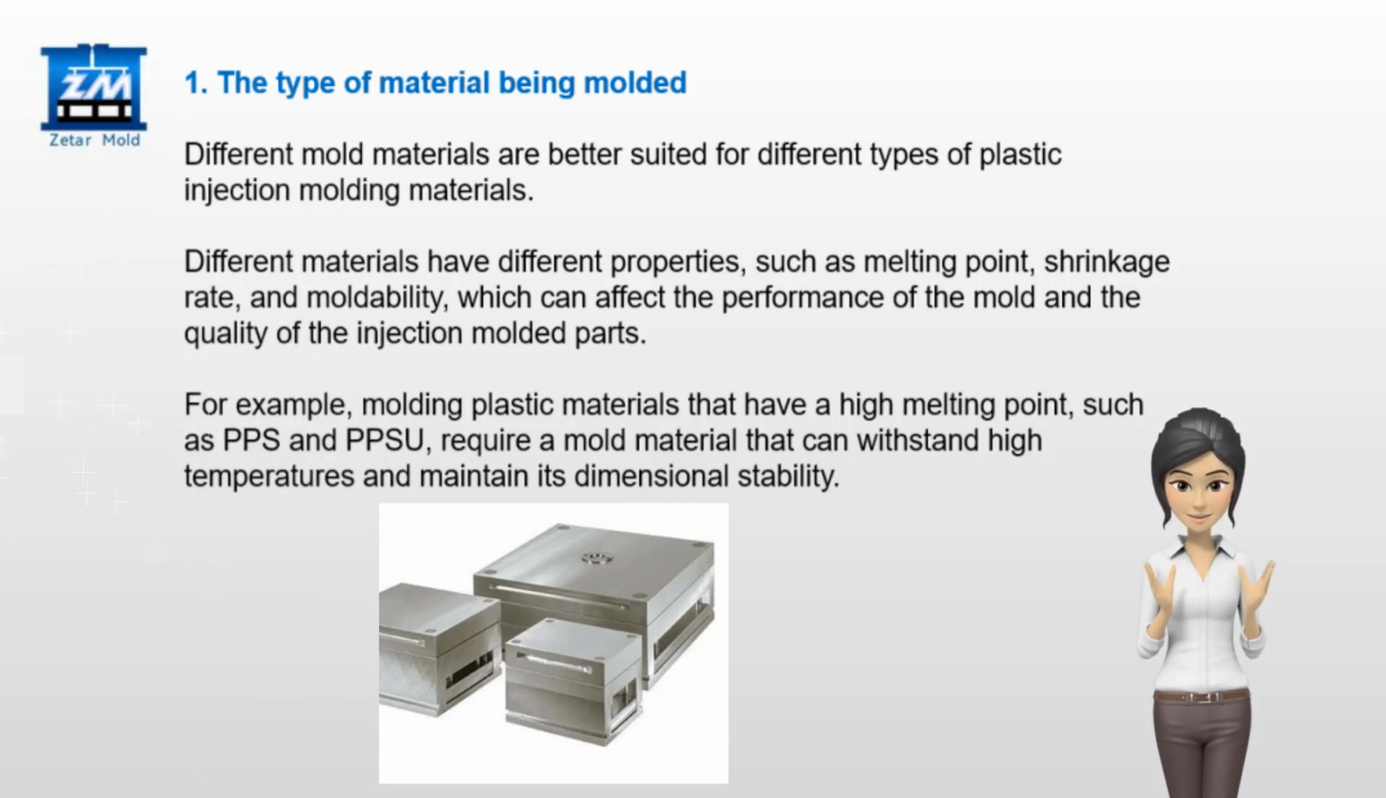For example, molding plastic materials that have a high melting point, such as PPS and PPSU, require a mold material that can withstand high temperatures and maintain its dimensional stability.